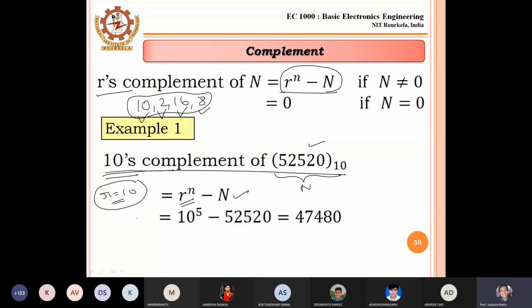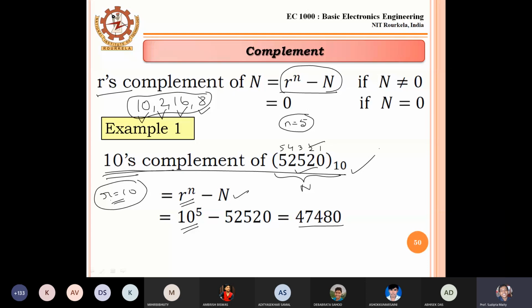Up to this, is it clear? Yes, sir. R equal to 10. Then what is the value of small n? Five. So small n is 5. So it should be 10 to the power 5 minus 52,520, because N is given by this value. You perform this, you will get this result. So it is the tens complement of this N.